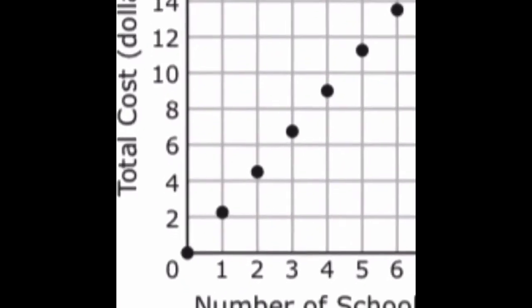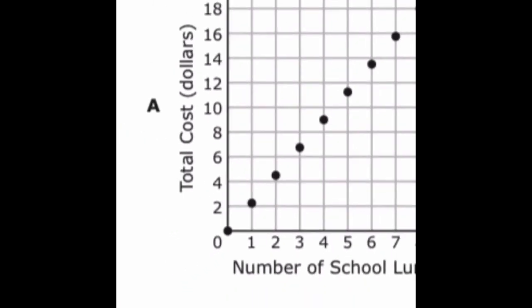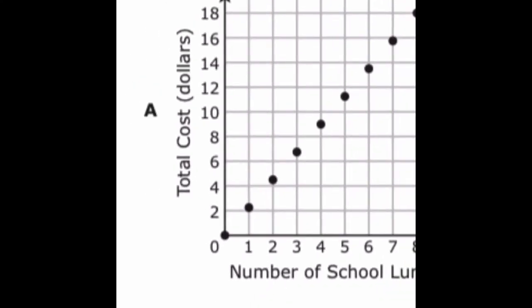So now let's go back to our graph. All right, so let's look at it. 1, yep, it's about $2.25. 2, yep, it's about $4.50. 3, yep, that could be $6.75. All right, and 4 is smack dab in the middle of 8 and 10, so it's $9. So my answer is A.